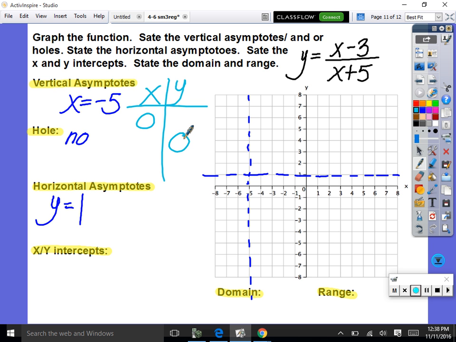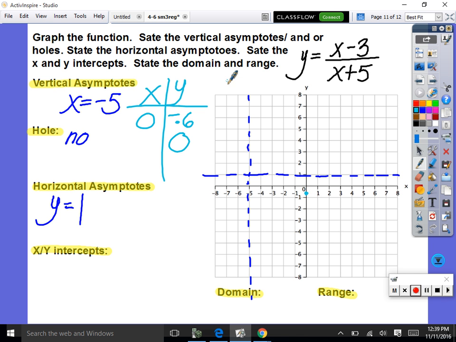So plug in 0 for x. That would be -3/5, correct? Which is what decimal? -0.6. So go over 0, down 0.6, correct? Roughly right there.